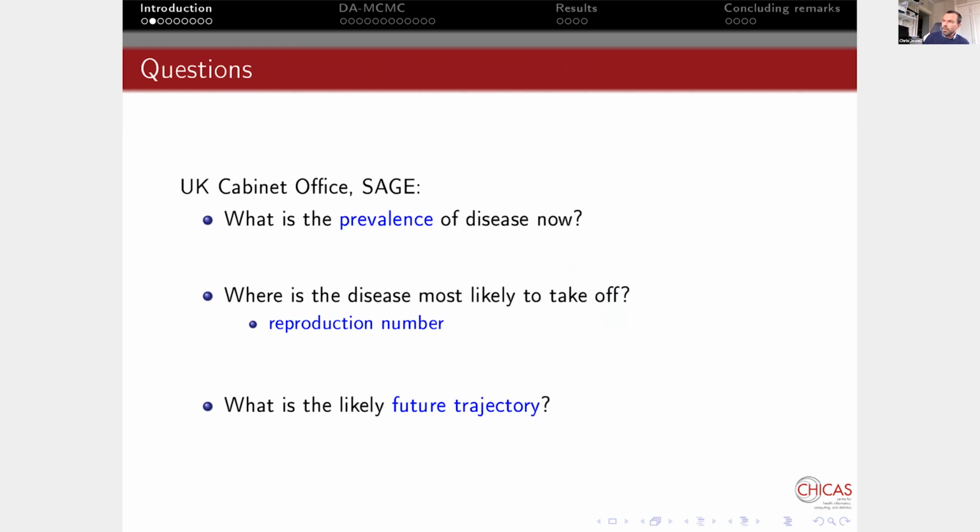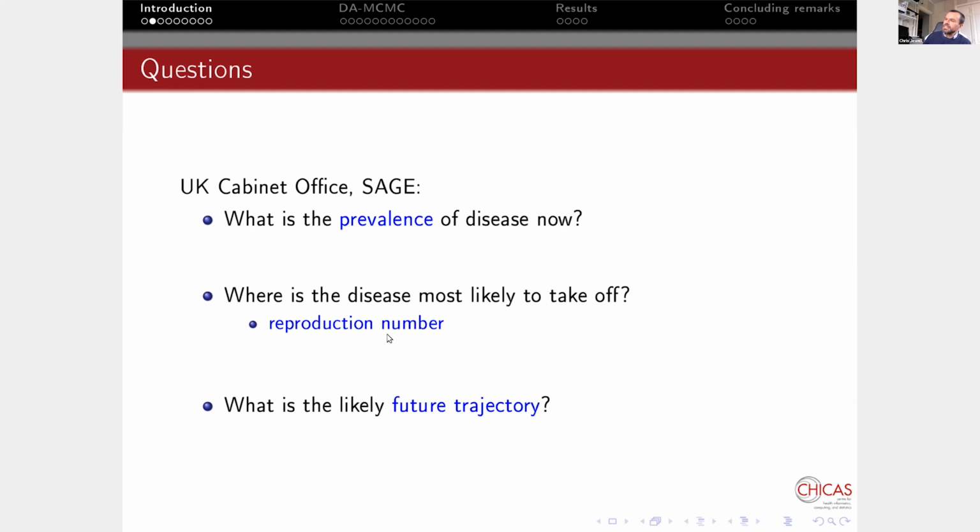So what are the kind of questions we're asked? Well, no secret really, these questions have been around in the media for 12 months now. But essentially we observe through case testing, we observe case incidents, the number of new cases of disease per day. And we need some way of trying to turn that incidence metric into a prevalence, so a proportion of people who are infected at any particular time.